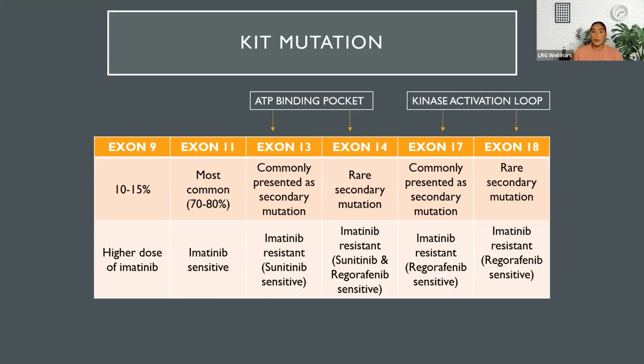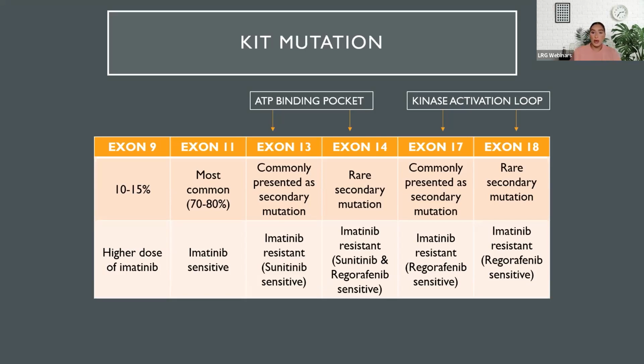So KIT mutations are the most common mutations in GIST patients. Within KIT, exon 11 is the most common, with around 60 to 70% of GIST patients harboring that mutation. KIT exon 9 is not as common, but we do see many patients with that mutation. And it is important to note that for exon 9 mutations, a higher dose of imatinib is more responsive. KIT exons 13 and 17 are the most common secondary mutations we see in GIST patients.